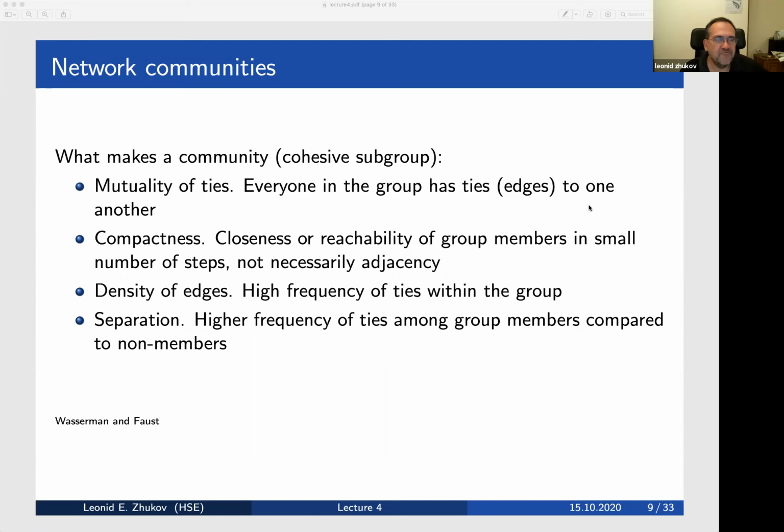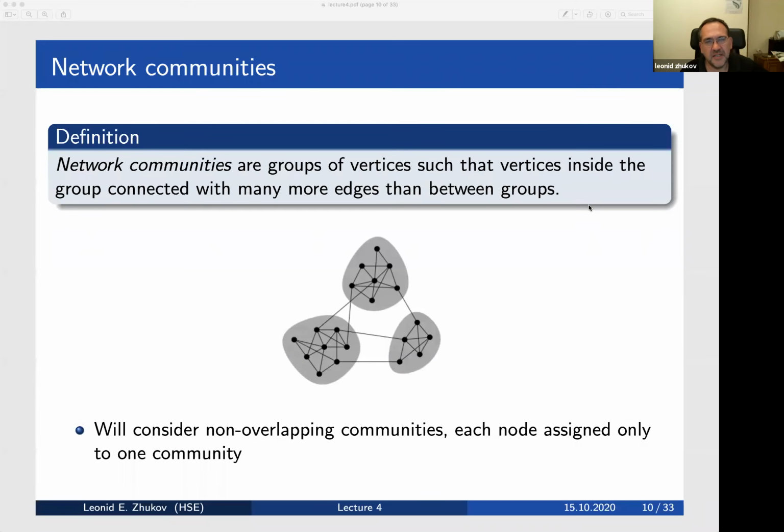But these are kind of hand-waving arguments, right? This is not a definition, so we're going to try to be a little bit more precise, though we cannot be mathematically precise here. So network communities are groups of vertices such that vertices inside the group are connected with many more edges than between groups. That's the sort of formal definition we currently have.